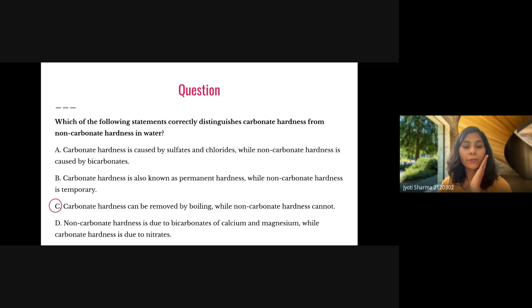Okay, so we have two types of hardness. One is the carbonate, and another is the, sorry, non-carbonate. So just see that if we do have the hardness, and I told you hardness is due to multivalent cations. So this can be calcium 2 plus and magnesium 2 plus.